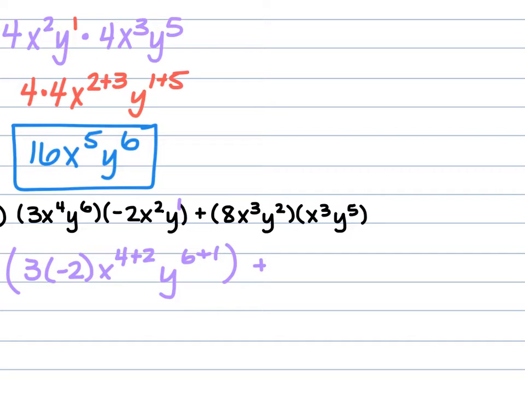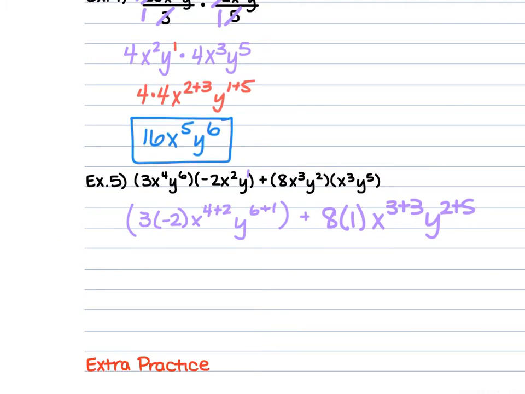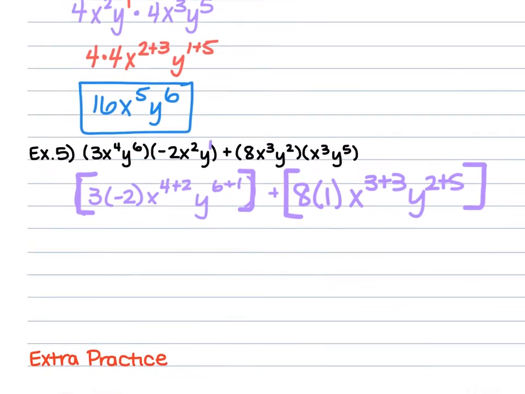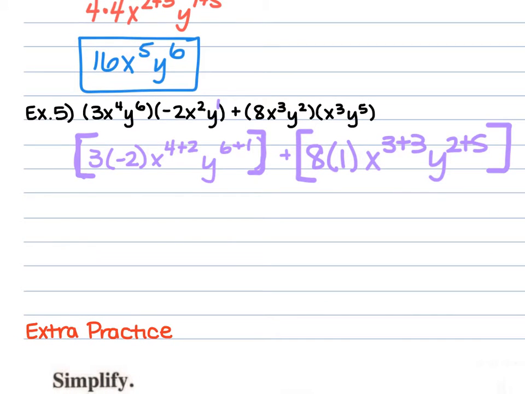So the 8 is going to multiply with a 1, because the coefficient to the x cubed y to the 5th is the invisible 1. Then we're going to keep the x, add the 3s, keep the y, add the 2 and the 5. So we have two separate multiplication expressions within this addition problem. So, work side by side.